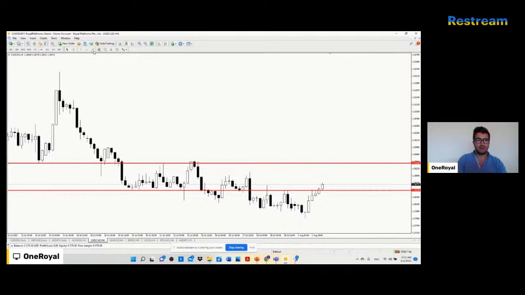So what I see for the USD CAD is most probably a move to the upside until 1.29, and we have a break of structure, which is the break of this bearish trend line. So the market will move all the way up until 1.29 in the coming days.